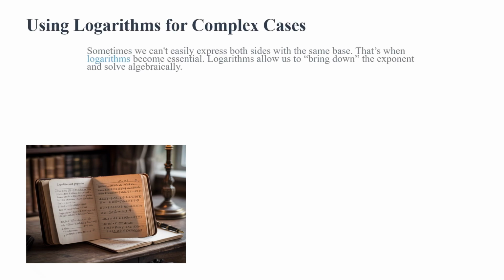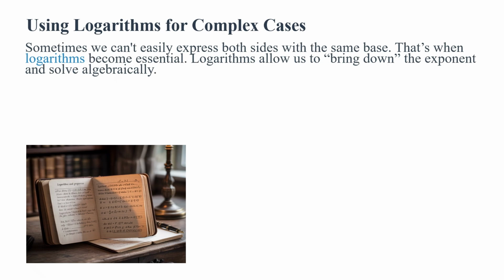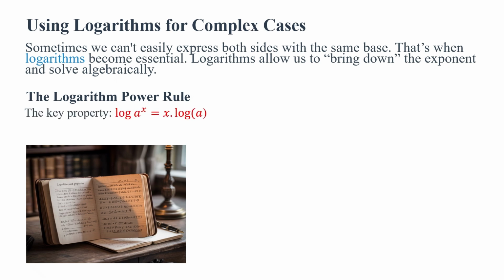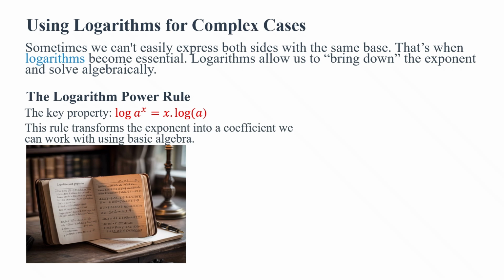Now, what if we can't express both sides of an exponential equation with the same base? That's when logarithms, or log in short, come to the rescue. Logarithms allow us to bring down the exponents so we can solve the equation using regular algebra. Let's look at the key rule we'll need, the logarithm power rule. It says that log of a to the x is equal to x times log of a. This means the exponent becomes a coefficient. And that's exactly what makes logarithms so powerful.